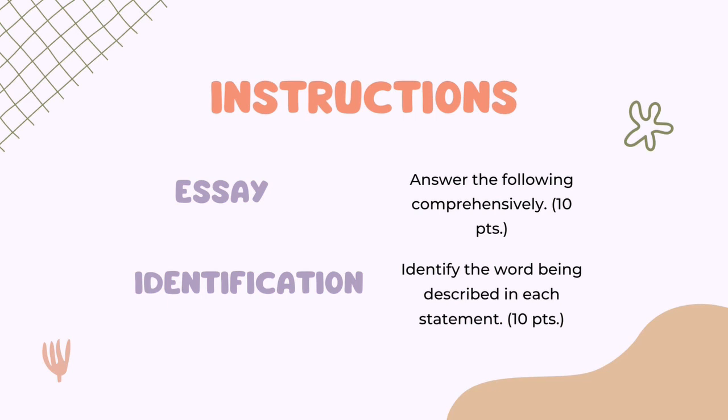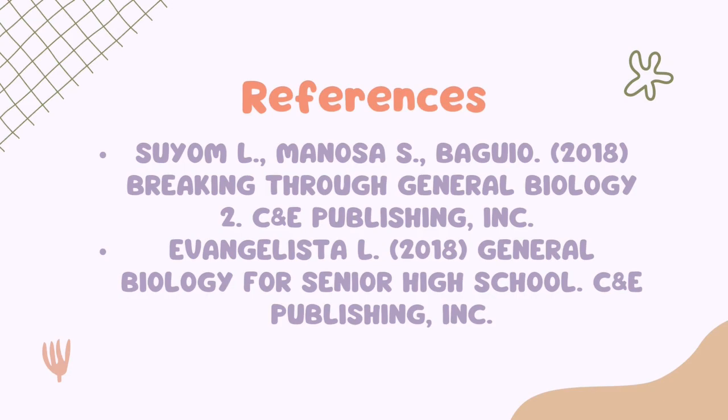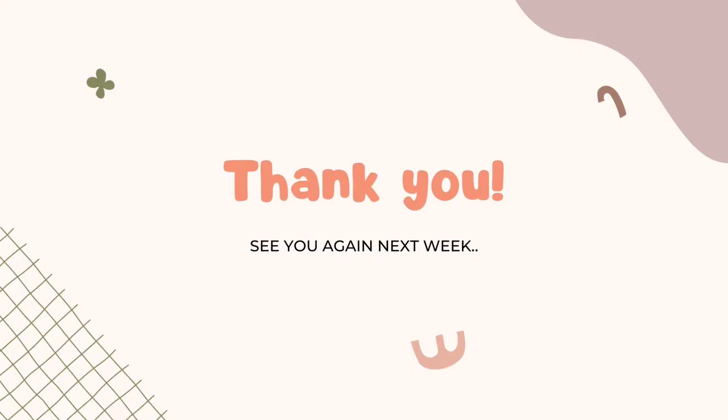Okay, so for the identification, all you need to do is to identify the word being described in each statement. Write your answer on the answer sheet. Just like our essay part, the identification also has 10 points. So all in all, our activity number 5 or written works number 5 consists of 20 points. Here are the references for today's discussion, and that's the end of our discussion.